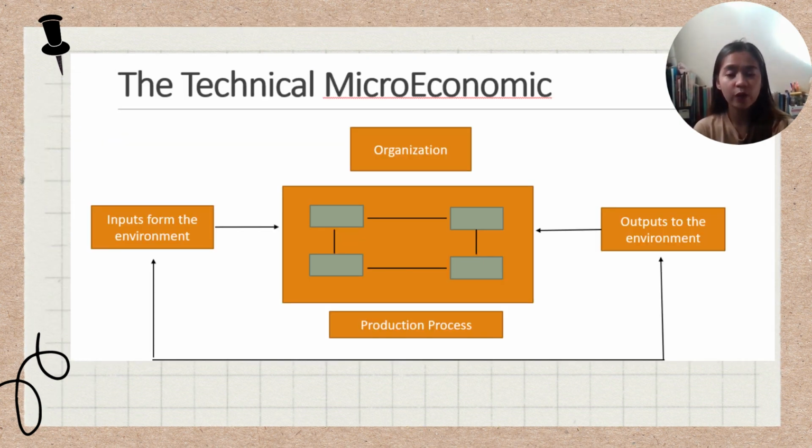As you can see in this slide, we have the technical microeconomic view. It shows the production process of the organization from the input to output environment. So yung primary production factors nito are the capital and labor, which are provided by the environment, which is the customers, competitors, and the financial institutions. So yung primary production factors na capital and labor will again be transformed by the organization through this production process.